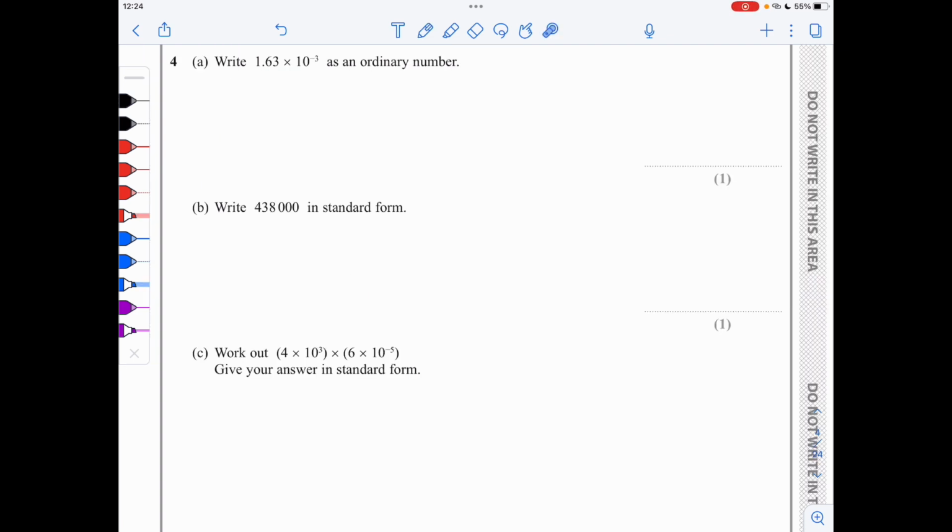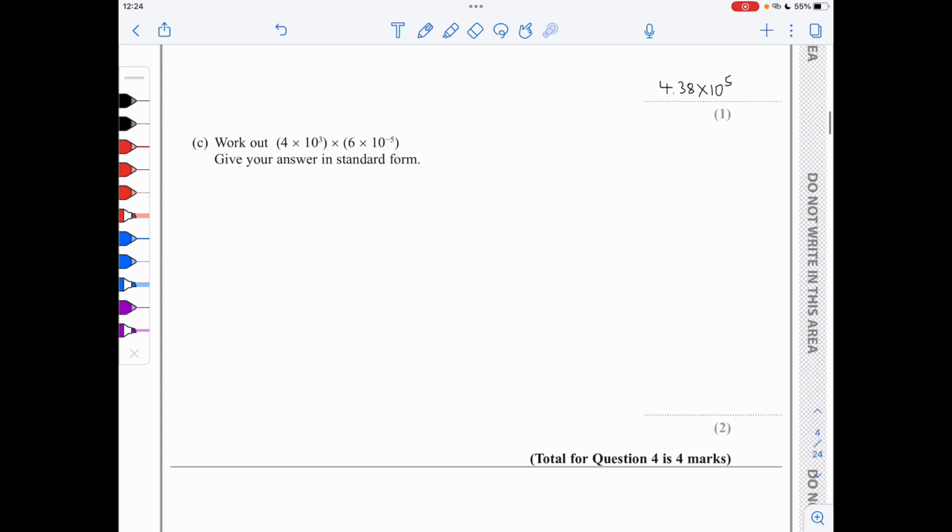In question 4, we need to write 1.63 times 10 to the negative 3 as an ordinary number. This is 0.00163. And then we need to write 438,000 in standard form, where that would be 4.38 times 10 to the power of 5. Then in part C, we need to work out 4 times 10 to the 3 times 6 times 10 to the 5.